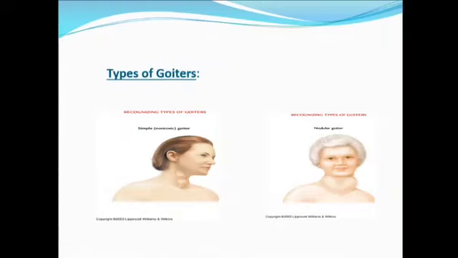Now in the image you can see the types of goiter, the simple goiter and the nodular goiter. Simple goiter is an enlargement of the gland without signs of hyperthyroidism. As you know, iodine is essential for the synthesis of thyroid hormone. Now what happens when there is a decreased level of T3 and T4? This leads to increased secretion of TSH from the pituitary gland. The TSH causes hyperplasia of the thyroid gland. This simple goiter commonly occurs in females at the age of puberty.